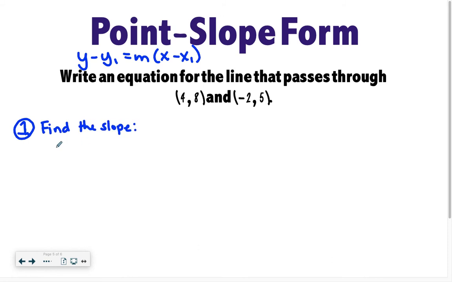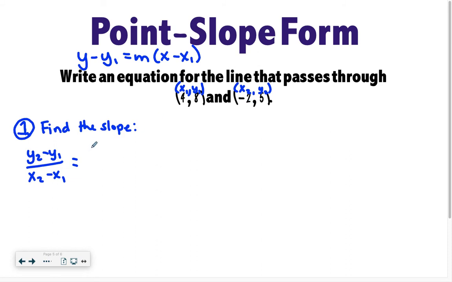So this is what we did back in lesson 8.6. Remember when we did y2 minus y1 over x2 minus x1? That's what we're going to do right now. So I'm going to label these. I'm just going to say this is x1, y1. And then I'm going to say that this is x2, y2. And remember the 1 and 2 just means first ordered pair, second ordered pair.